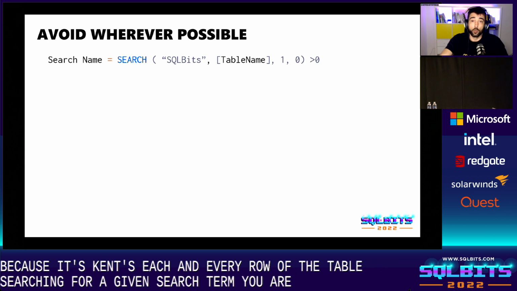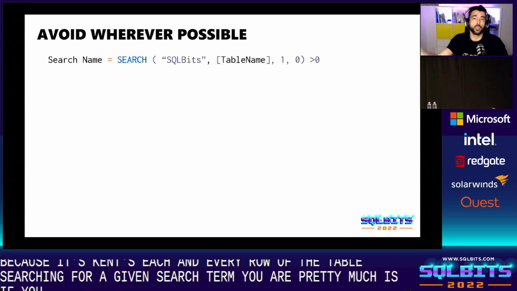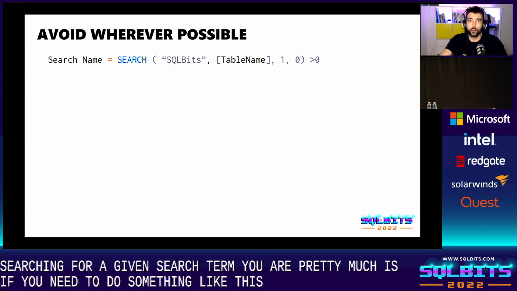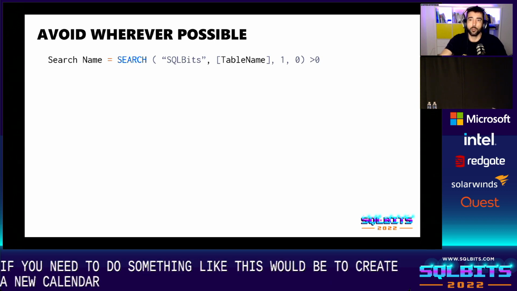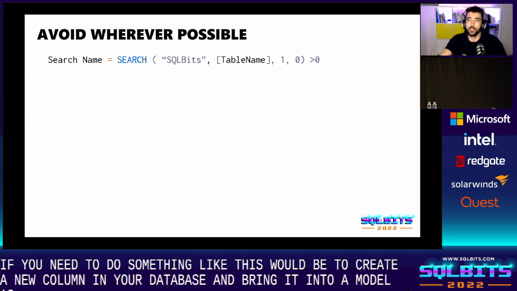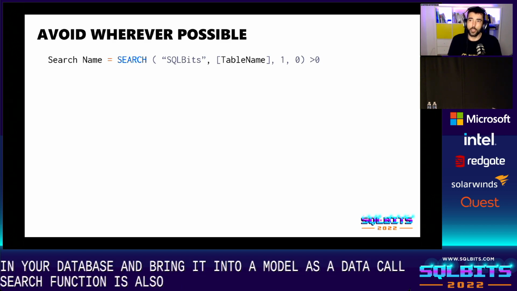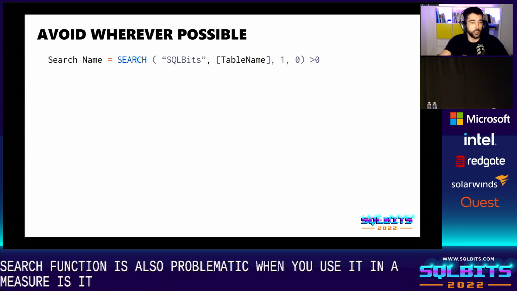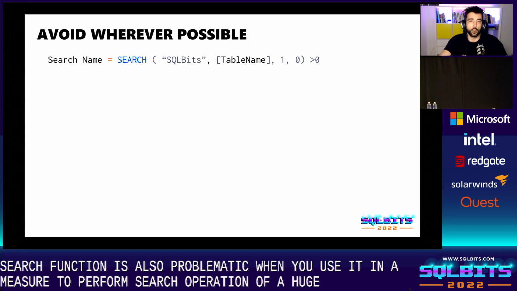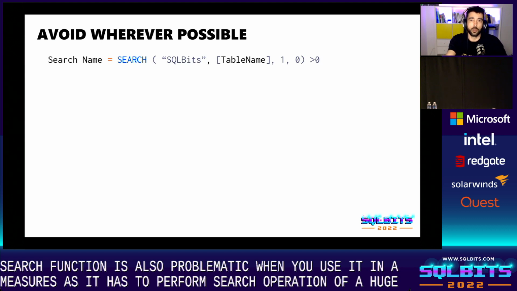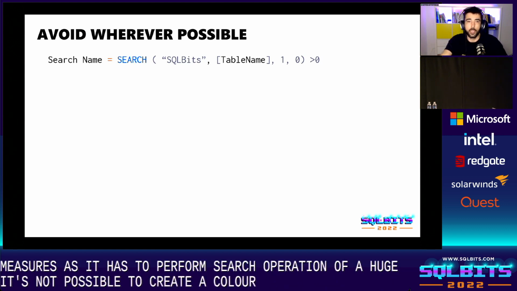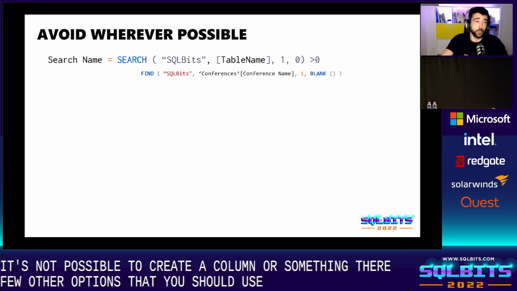A much better solution, if you need to do something like this, would be to create a new column in your database and bring it into the model as a data column. This search function is also especially problematic when you use it in measures, as it has to perform the search operation over a huge data set, usually on the fly. So if it's not possible to create a column or something, there are a few other options that you should use instead of search. The first one is find.